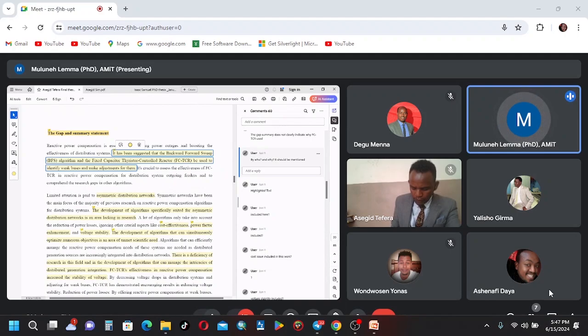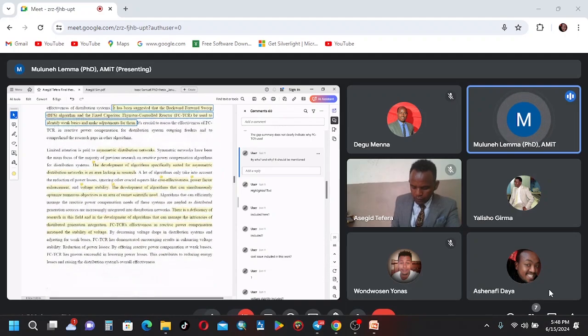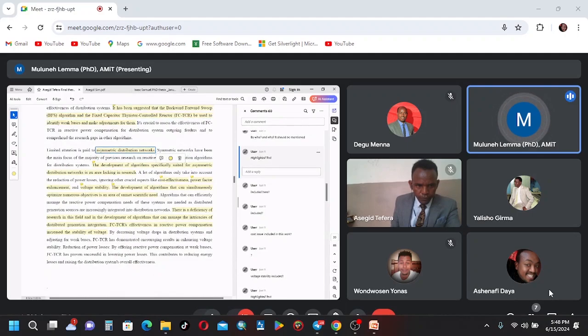So in your case, if you say the gap or the summary of the literature gap, it means you are identifying or suggesting it. So one question is whether you suggested it or it was already suggested. And if already suggested, what is your contribution here? The other, limited attention is paid to asymmetric distribution networks, as you mentioned, and we expect results related to this. Symmetric networks have been the main focus, so we will expect this from your result.